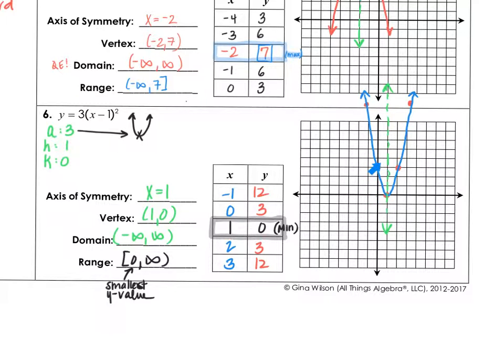I have my vertex and then the (0, 3) and the (2, 3) to get a nice narrow parabola, real narrow here. And I knew it was going to be narrow. You're going to learn this soon because that 3 is a pretty decent sized number in this parabola world. So it's going to make a narrow parabola. And we'll talk about that soon. And then there's my axis of symmetry.